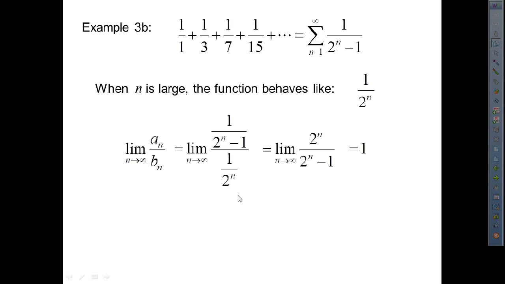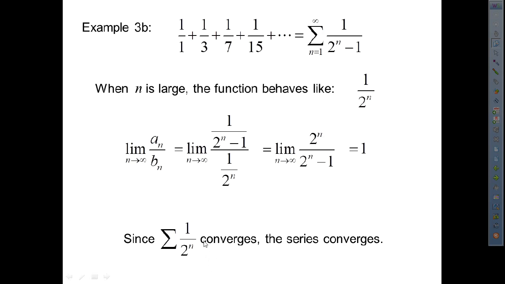Well, that is a geometric series. What are we multiplying by each time? We're multiplying by 1/2. So when we multiply by 1/2, remember what do we know about a geometric series? If our common ratio is a value that is less than 1, then the series is going to converge. So since 1 over 2 to the n converges, and we've proven with this limit comparison test that they grow at the same rate, if 1 over 2 to the n converges, then this original series is going to converge as well.